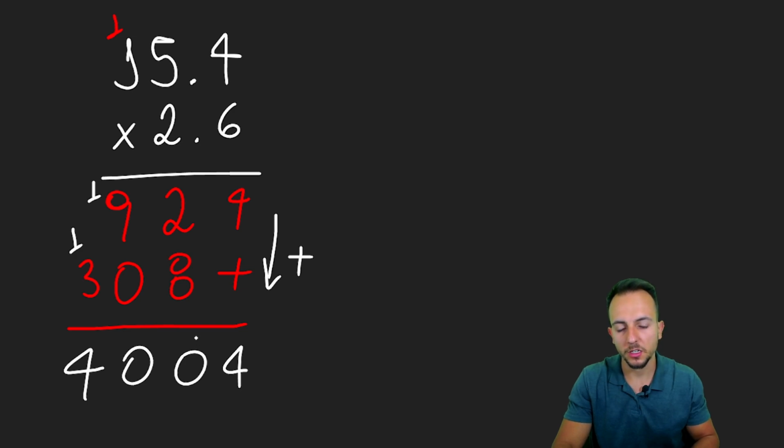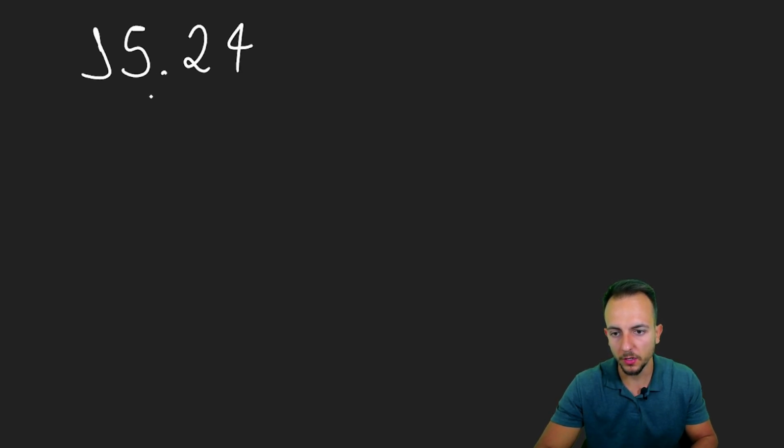But the question is, where should I place the point of the decimals? As I have 1, 2 decimal places in total, I also need to have 2 decimal places. So here we have 1, 2. So the final answer is 40.04.